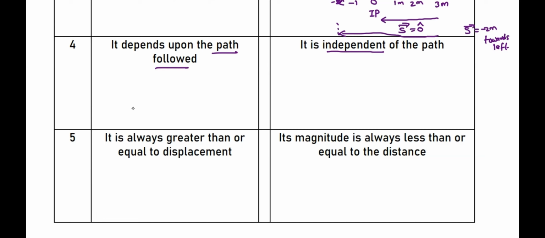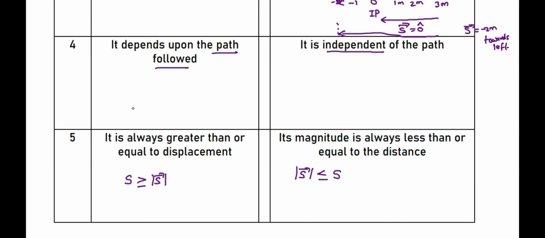The magnitude of the distance is always greater than or equal to the magnitude of the displacement. Here also the magnitude of displacement is always less than or equal to distance. The magnitude of the displacement is smaller than or equal to distance. How?